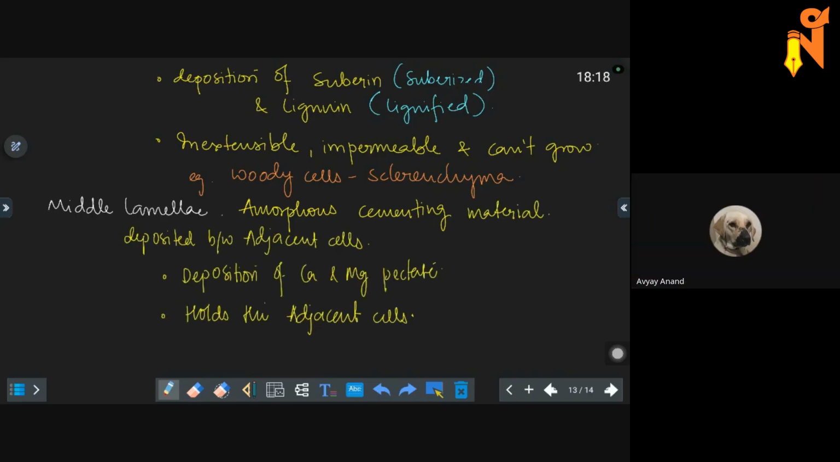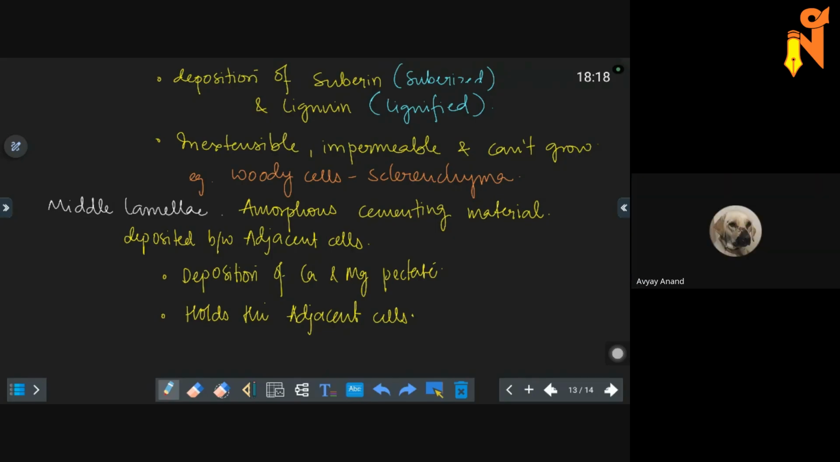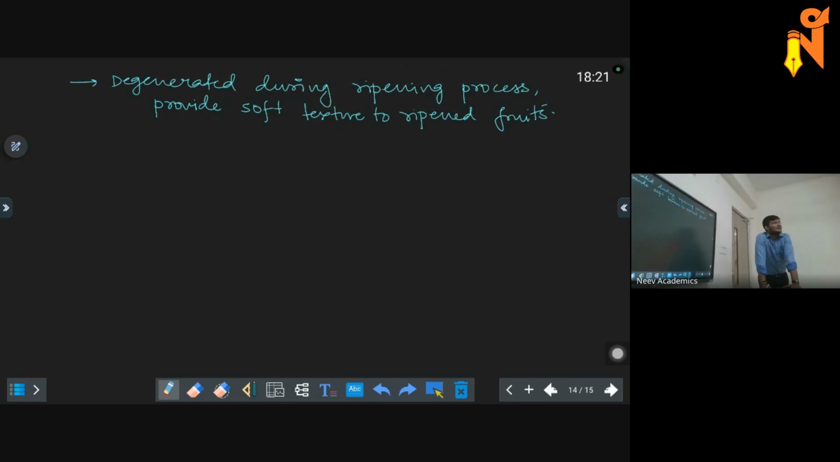So deposition of calcium and magnesium, what? Calcium and magnesium pectate. So what is calcium magnesium pectate? It is a chemical which is secreted by plant cells to form the middle lamella. Okay, collagen does the same thing in humans which middle lamella does in plant cells.